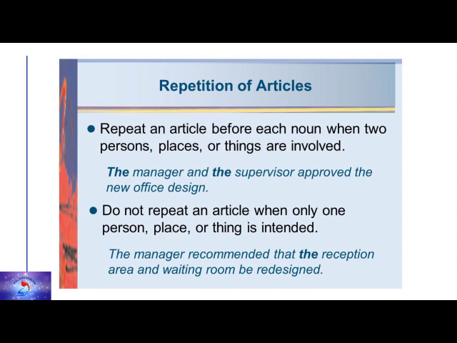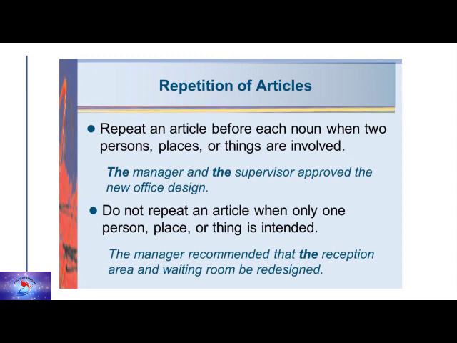So repeat an article before each noun when two persons, places or things are involved. When you are going to talk about two persons or two places, we have to place the article. When we discuss two places or two persons in a sentence, there we apply this repetition. So how do we use it? Let's see with an example. The manager and the supervisor approved the new office design. You can see that we have placed "the" before the manager and the supervisor. You are talking about two different persons, so you have used "the" here.